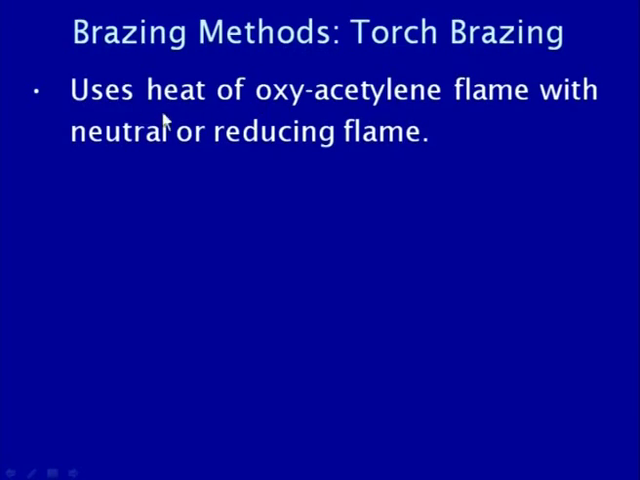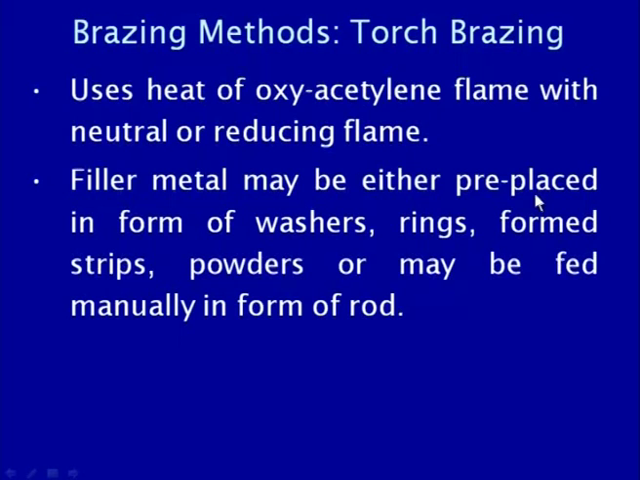In the torch brazing, it uses the flame of oxyacetylene with a neutral or reducing flame for heating the components to be joined. The filler material may be either pre-placed in the form of washers, rings, formed strips or powders, or it may be fed manually in the form of rods.